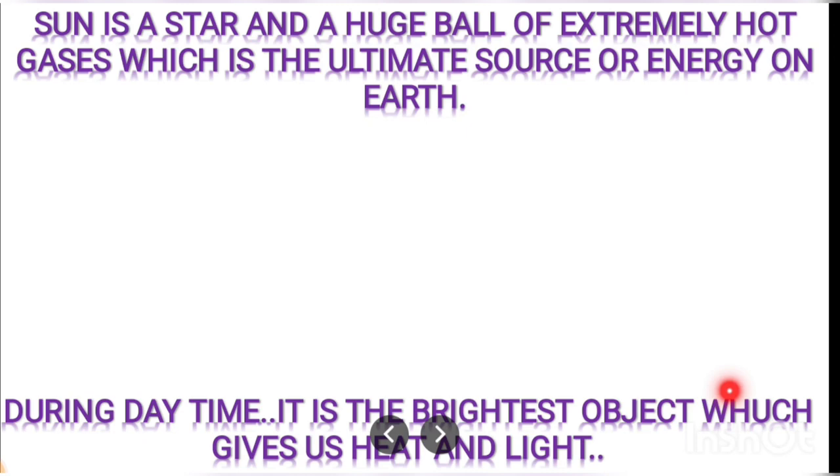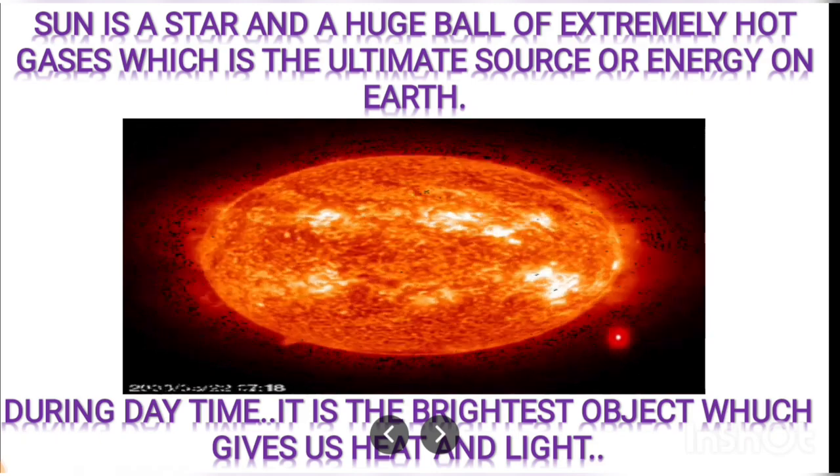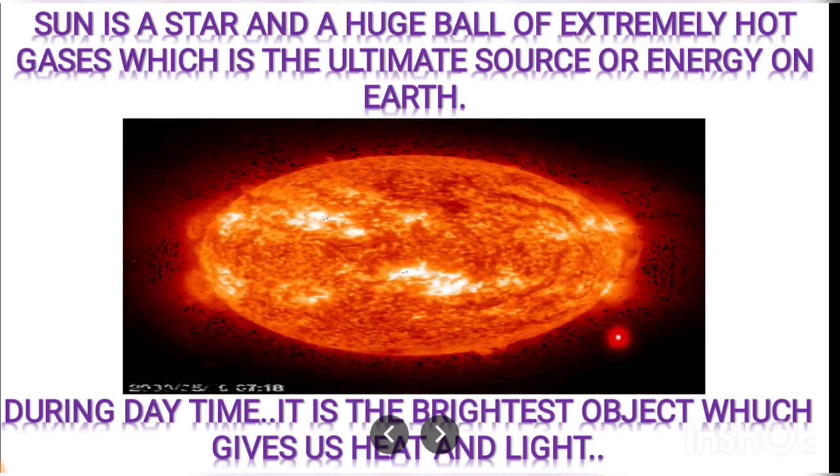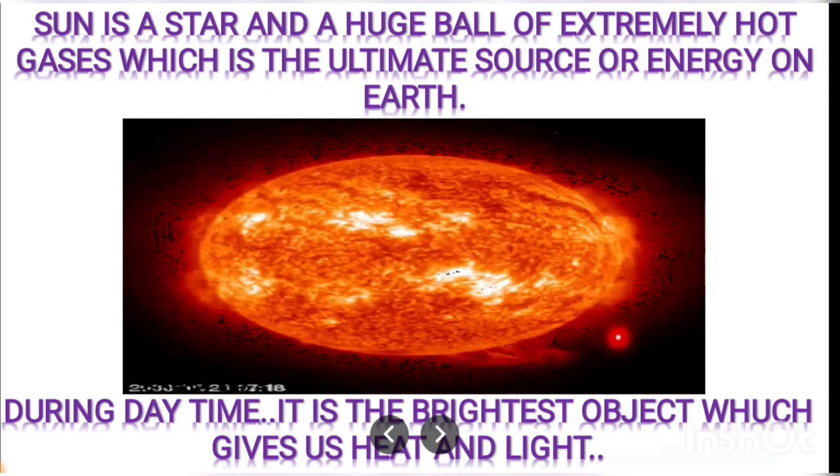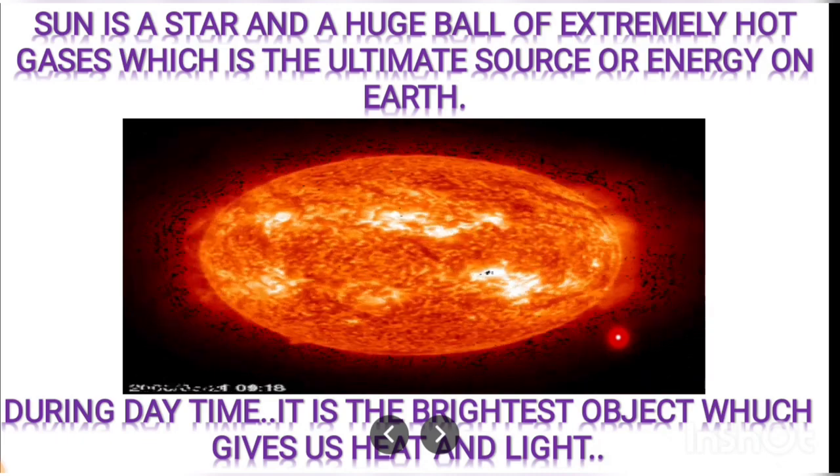During daytime, it is the brightest object which gives us heat and light. As you know, the sun gives us heat and light. So it is the ultimate source of energy on the earth. That's why you feel very hot.